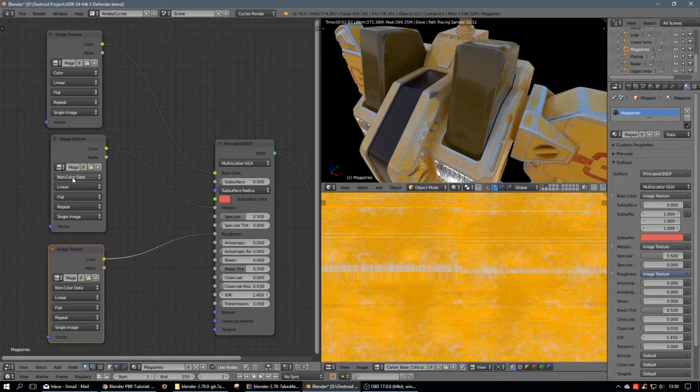So I have my metallic map that was exported from Substance Painter into the metallic slot. And so this is driving whether or not this material is more on the metallic side or the dielectric side. So it is obviously metallic, but it's kind of a painted metallic.